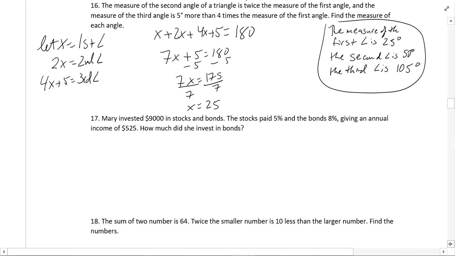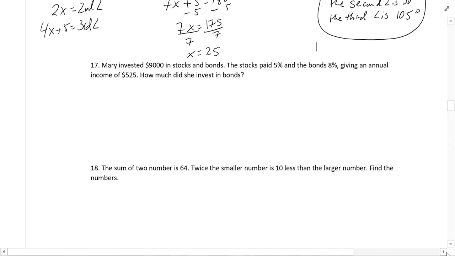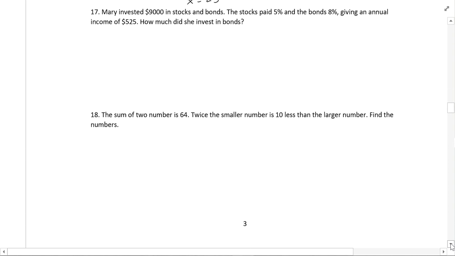All right, so let's go ahead and take a look at number 17. Mary invested $9,000 in stocks and bonds. The stocks paid 5% and the bonds paid 8%, giving an annual income of $525. How much did she invest in bonds?